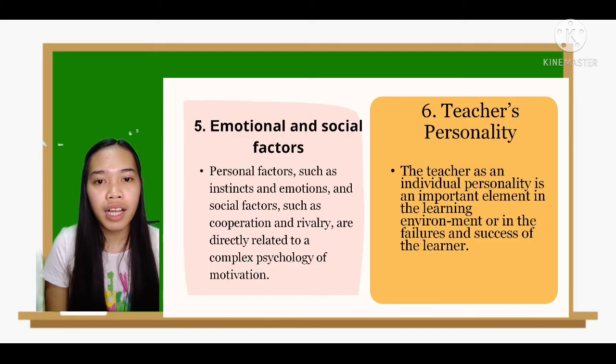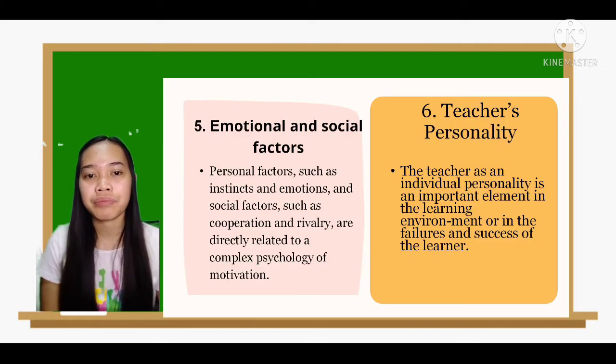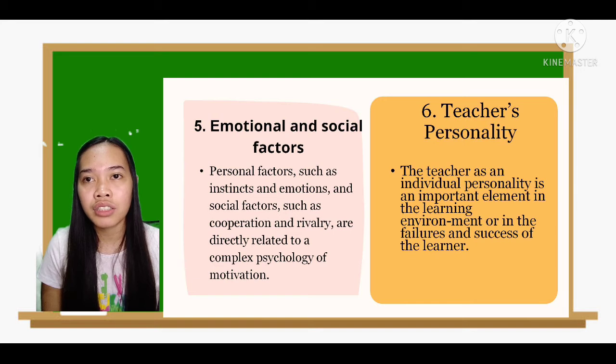Fifth is emotional and social factors. Personal factors such as instincts and emotions, and social factors such as cooperation and rivalry, are directly related to the complex psychology of motivation.